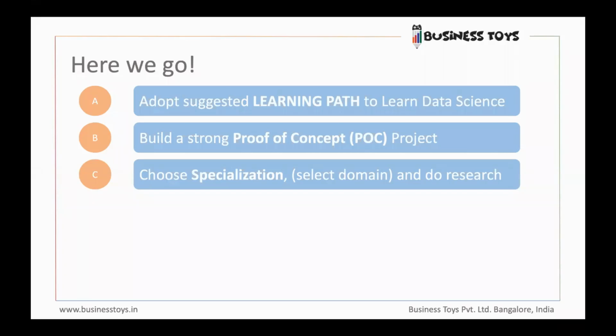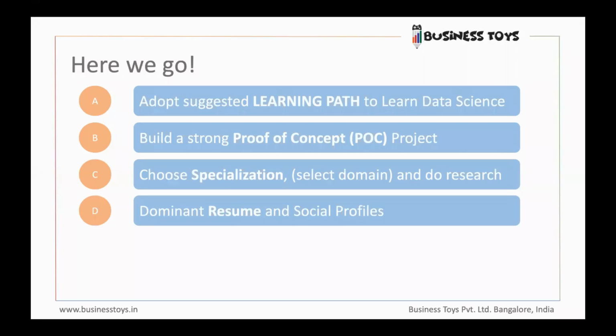The next is building a dominant resume. You need to build your resume and your social profiles. When I say social profiles, you need to build your GitHub profile. On GitHub you can portray a lot of your work: what kind of projects and what kind of assets in data science you have built for yourself. These are the things you should put on your GitHub profile.